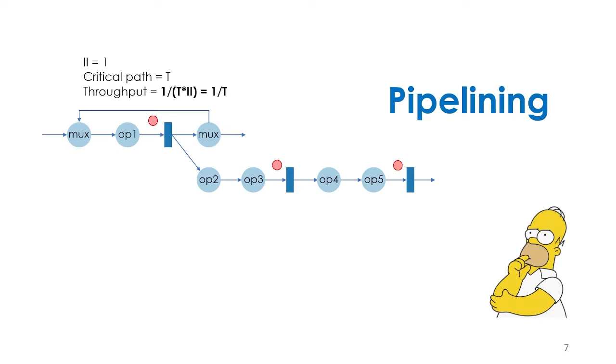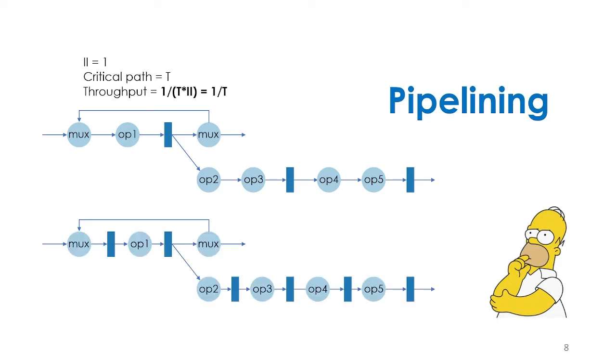For this example, the II is 1. And we assume that the critical path of the hardware is T. The overall throughput is then 1 over T. Now if I replace each register with two registers and evenly distribute them in the data path to reduce the critical path, it then takes 2 clock cycles to start the next iteration, also known as II equal to 2. And there is always one register idle in the cycle.